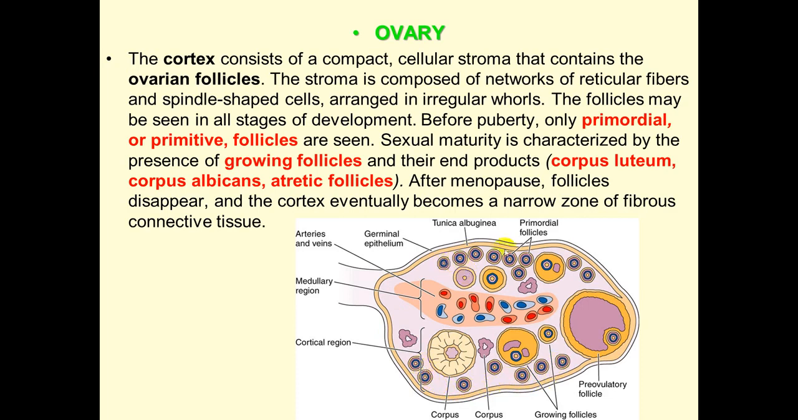That's why in the adult woman, in the cortex under the capsule, we can see primordial follicles. But also we can see the growing follicles, like the primary follicles, secondary follicles, tertiary follicle, or preovulatory follicle. You see growing follicles. Then their end products may be like corpus luteum, corpus albicans, and atretic follicles. Now it is atretic follicles.